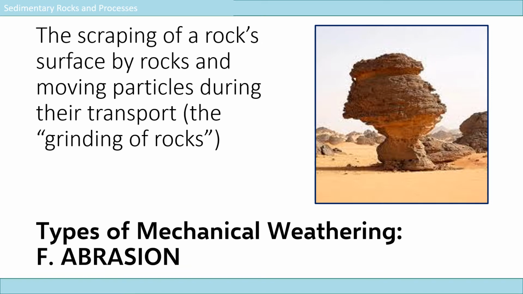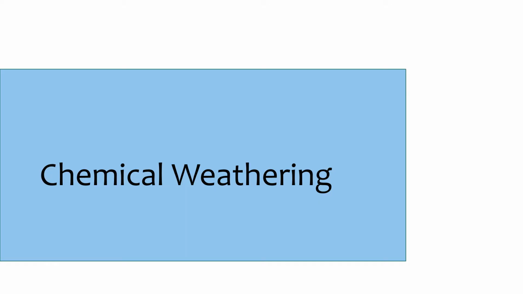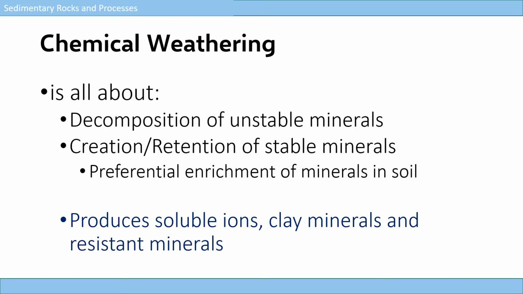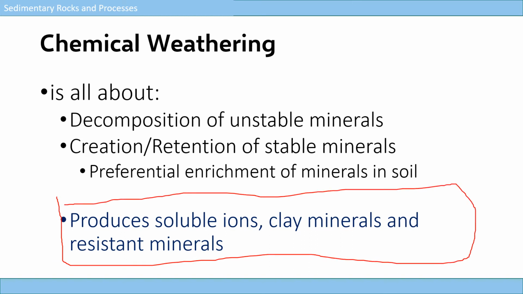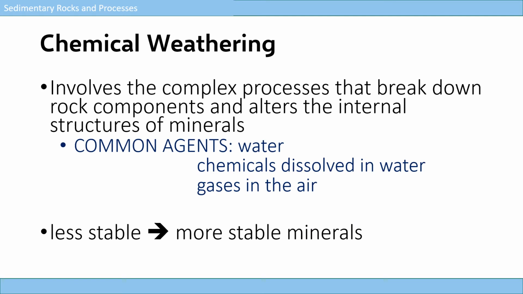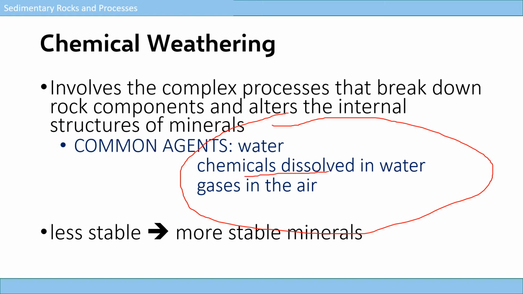Okay. You also have abrasion, where because you have moving particles, it starts to scrape off parts of your rock and abrades it. Okay. For chemical weathering, it's all about decomposition, as I said earlier, where you eventually produce soluble ions, clay minerals, and resistant minerals. In chemical weathering, you have common agents such as water, chemicals dissolved in the water, and gases in the air, which eventually, again, break down your rock components. Okay, so the goal for chemical weathering is to produce more stable minerals.